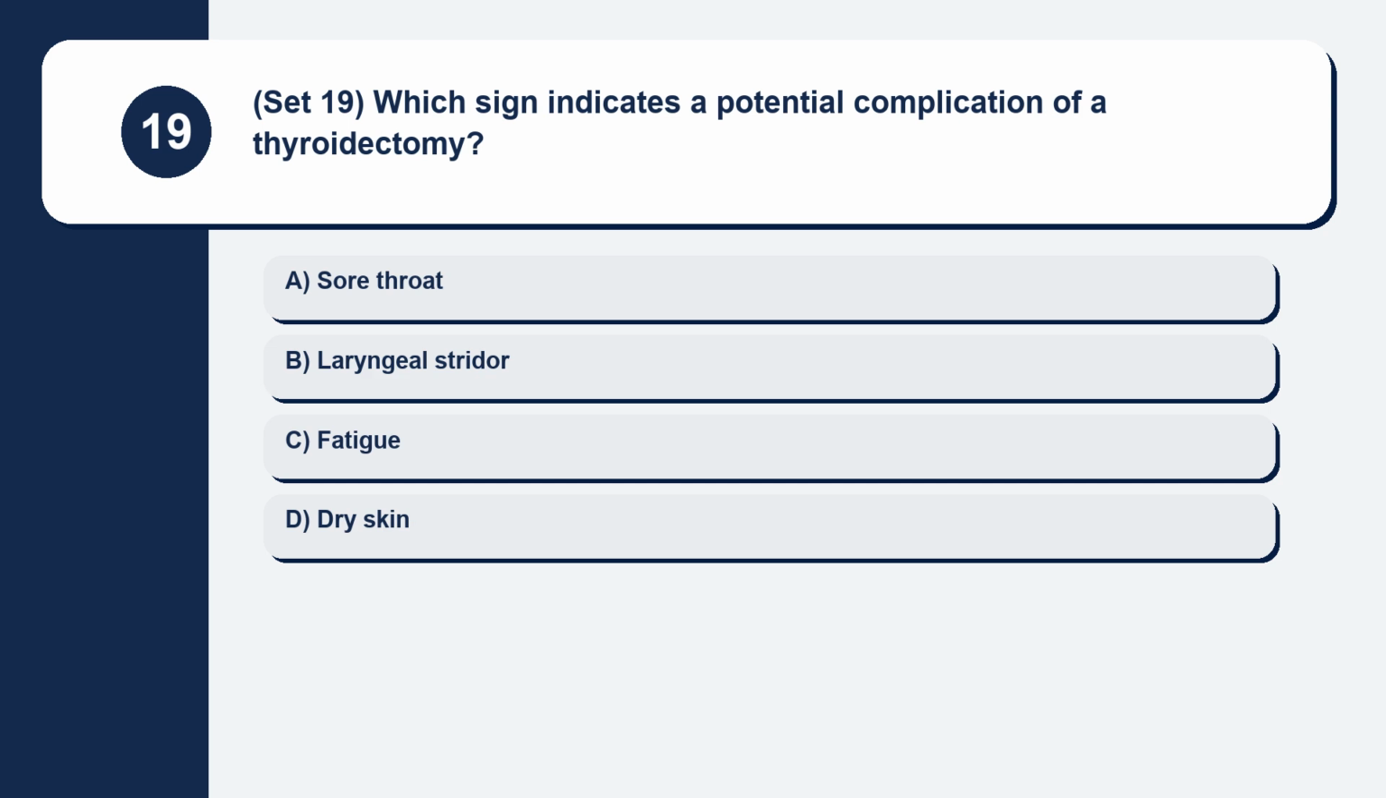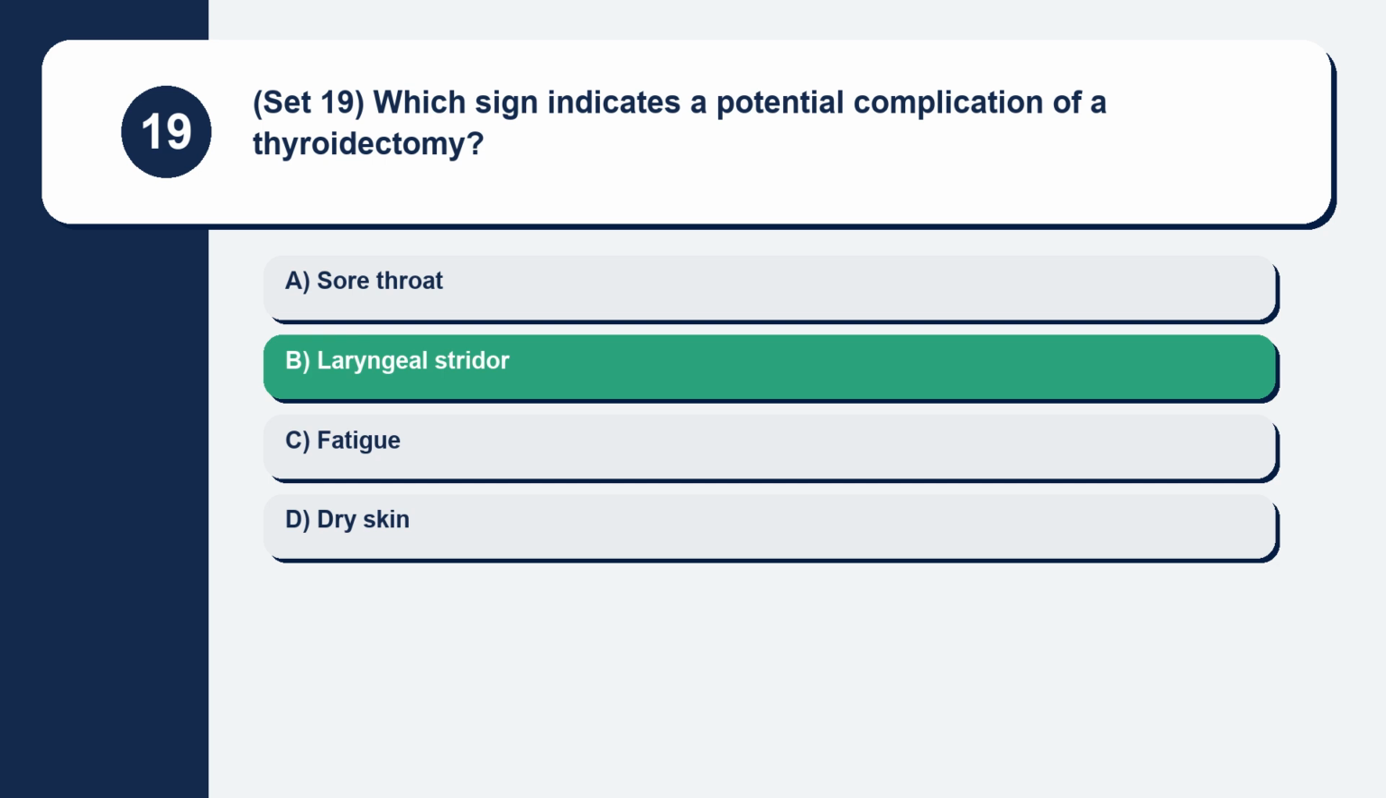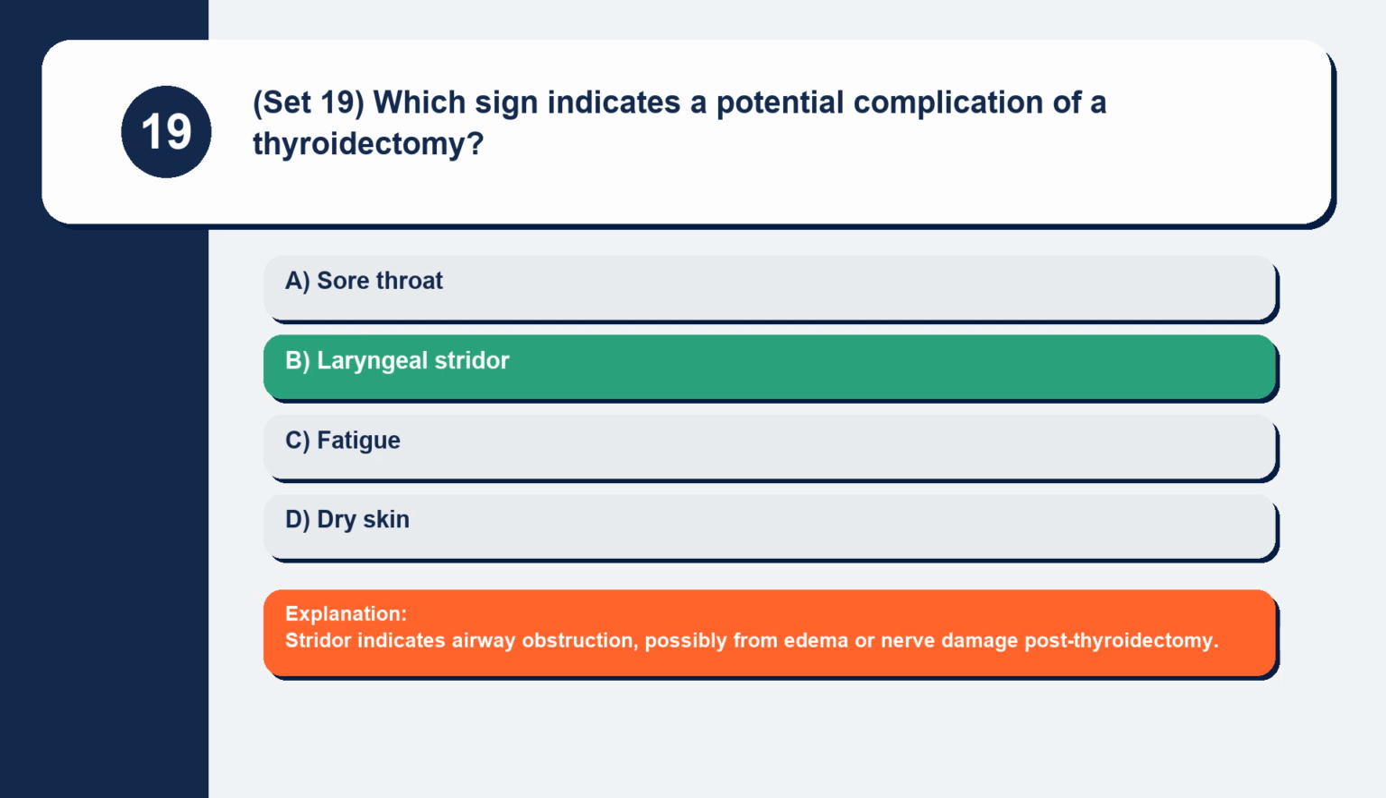Question 19, Set 19. Which sign indicates a potential complication of a thyroidectomy? Sore throat, laryngeal stridor, fatigue, dry skin. Stridor indicates airway obstruction, possibly from edema or nerve damage post-thyroidectomy.